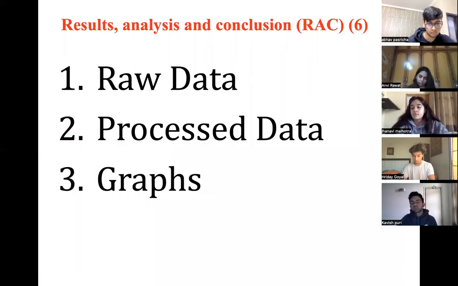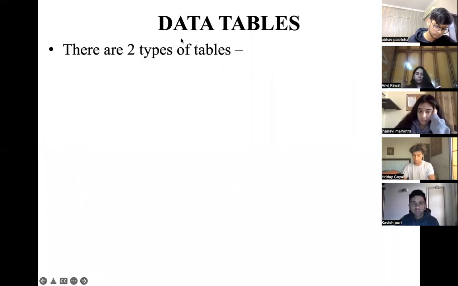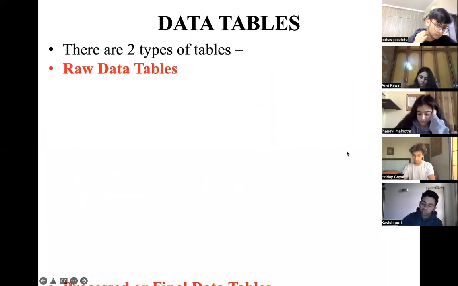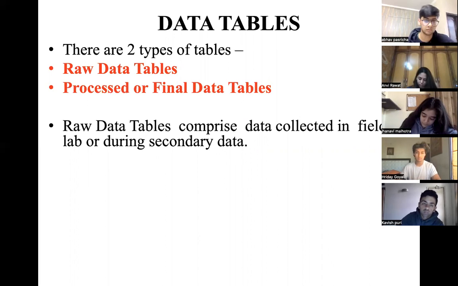So we discuss the raw data, process data, and the graph. There are 3 types of data. First, we will go for the raw data. Please note there are 2 types of table. One is the raw table, another one is the process table. So what is a raw table? A raw table comprises the data collected in the field trip or the secondary data. Take for example, tomorrow we are going for a mini field trip. That mini field trip gives raw data. You should have hands-on experience of how to collect raw data, which you are going to do tomorrow.